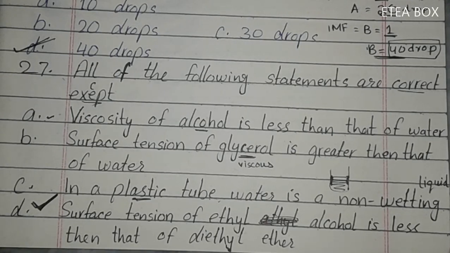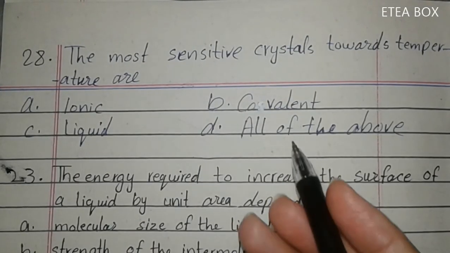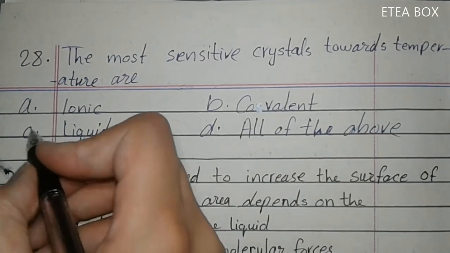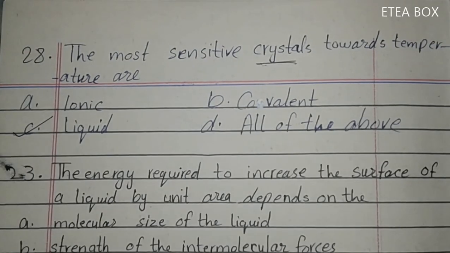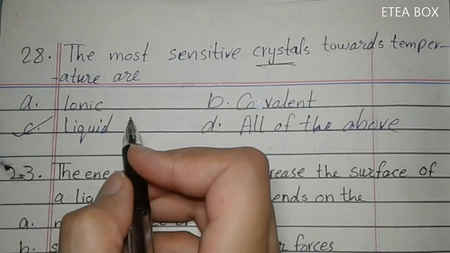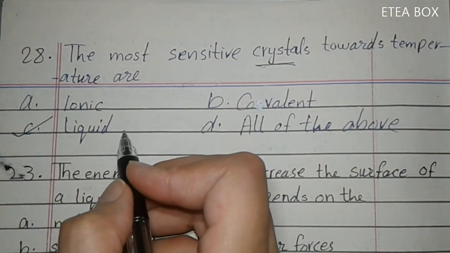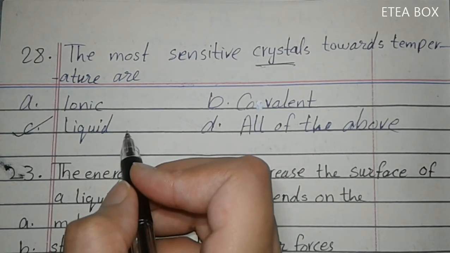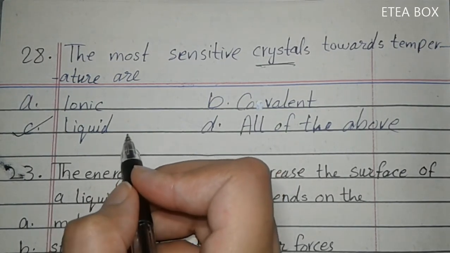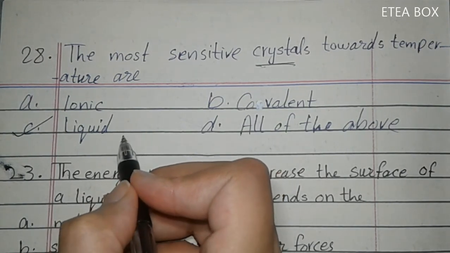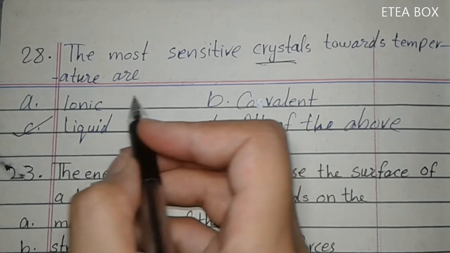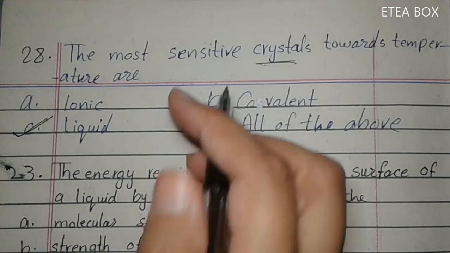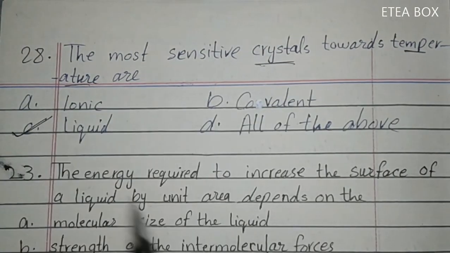Next one, the most sensitive liquid towards temperature are liquid crystals. How? We know that liquid crystals are the intermediate state between liquids and solid crystals. So when we give a little high temperature to the liquid crystal, it is directly converted into liquid, which means that they are very sensitive toward temperature.